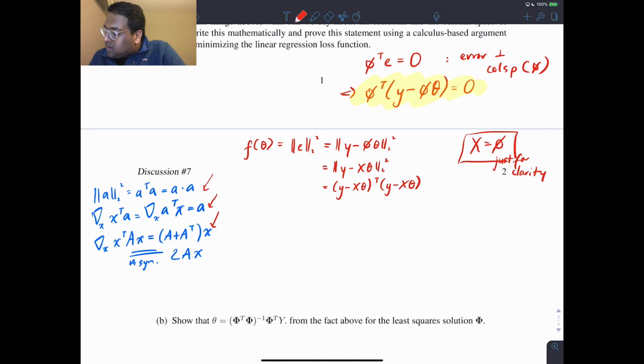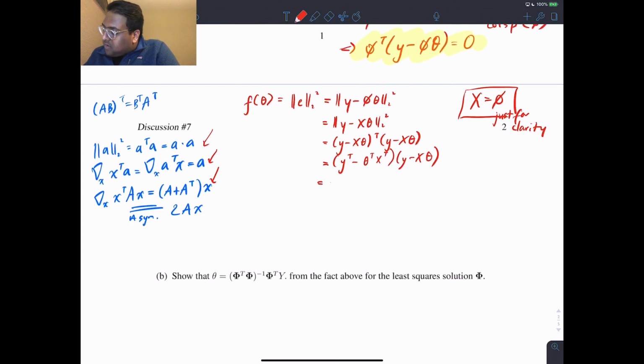Okay, and let me expand that out a little. I can write that as, just to show an intermediate step, (y transpose minus theta transpose x transpose)(y minus x theta). And there we just use the fact that (AB) transpose is B transpose A transpose. Now we can just do your standard binomial multiplication. We have y transpose y, minus y transpose x theta, minus theta transpose x transpose y, plus theta transpose x transpose x theta.